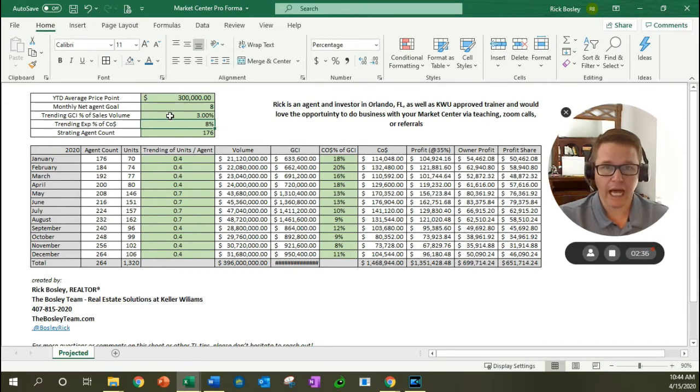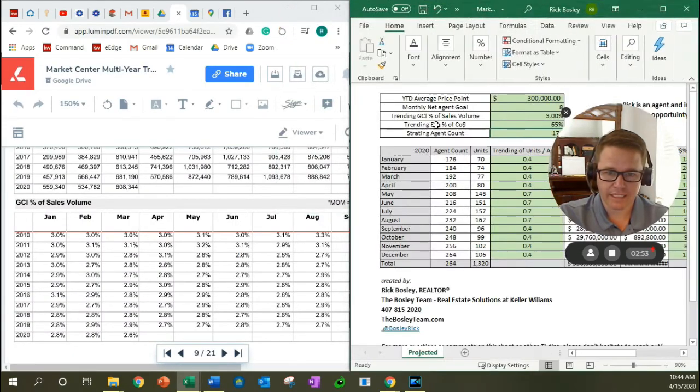Expenses to company dollar. How much of your expenses are going to company dollar, and if you take the inverse of that, how much of that is profit? So this is about 65%. And then what is your starting agent count at the beginning of the year? So you'll see this is all created there, and we're going to use a real life example against the multi-year trend.